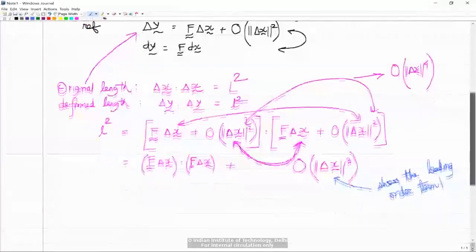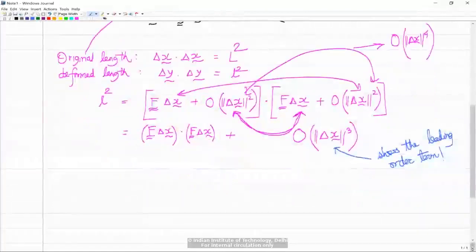Okay, all right, so now what can we do? Well, there are so many ways to proceed further. Either you write this as, you see, what is this? A vector dotted with itself. So that's the magnitude of the vector. So you can write it as big F delta x vector whole square. Okay?